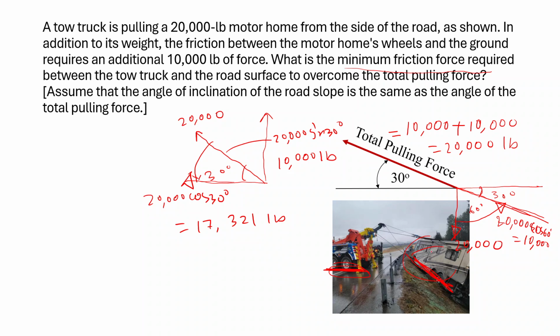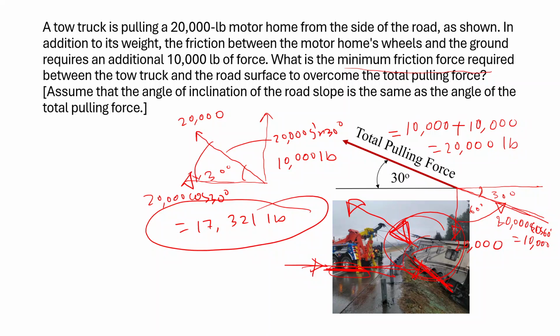Now, because of all this pulling force, this is the resultant force. So what's going to happen when it's trying to pull this way, the same pull force will go in this direction. So this whole thing, this motorhome and all this resistance, is weight, it will try to pull the tow truck towards the ditch. So you need some friction to resist that. So this is the amount of minimum friction you need between the tow truck and the road surface.